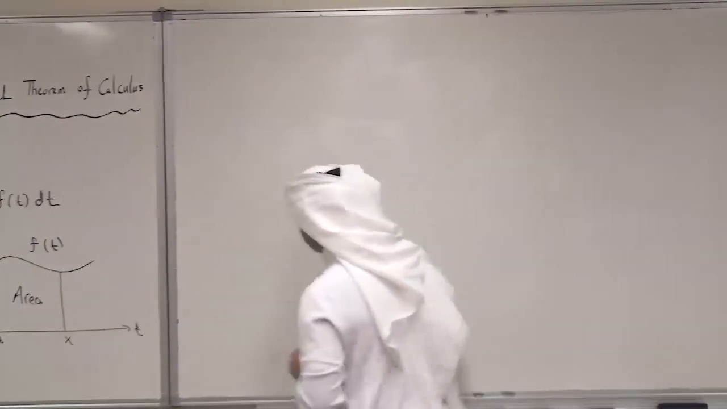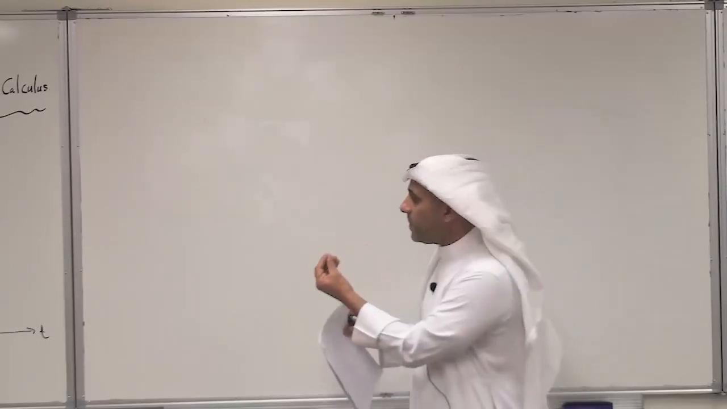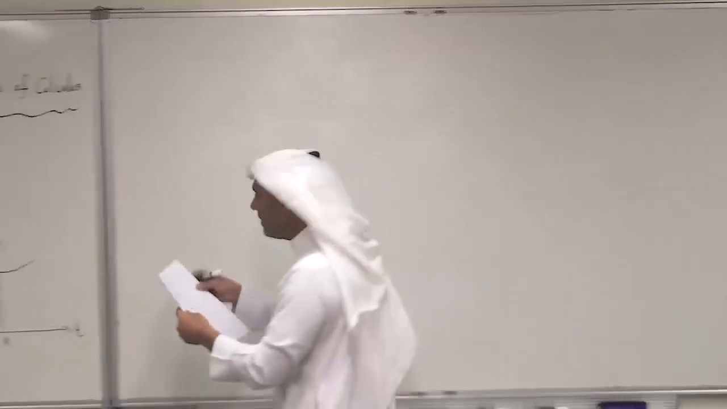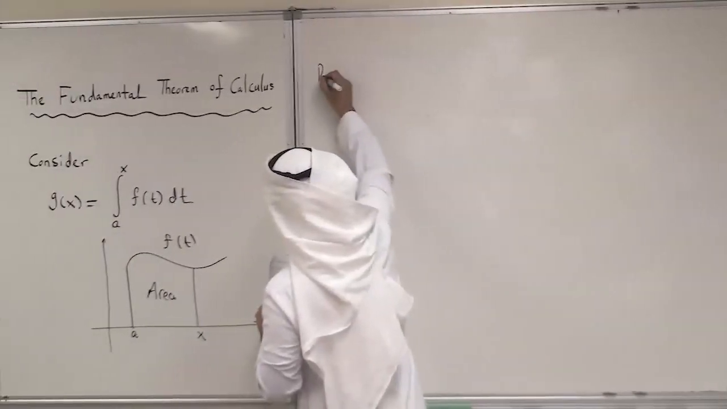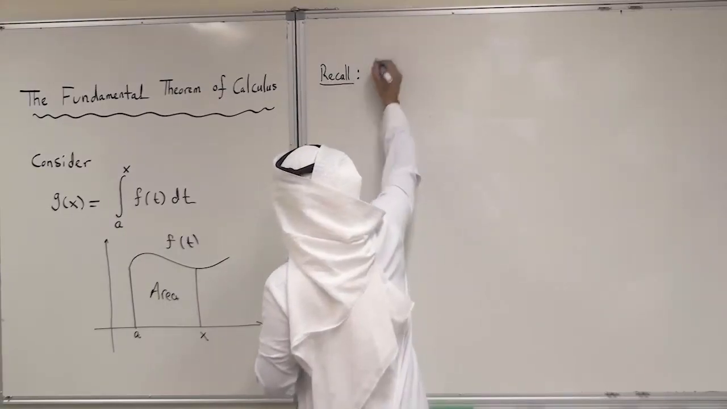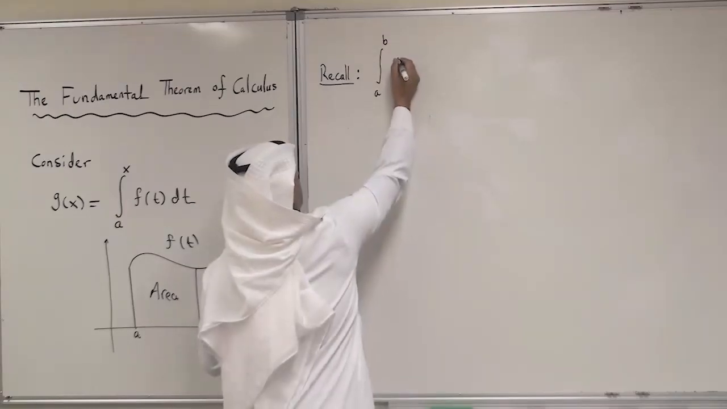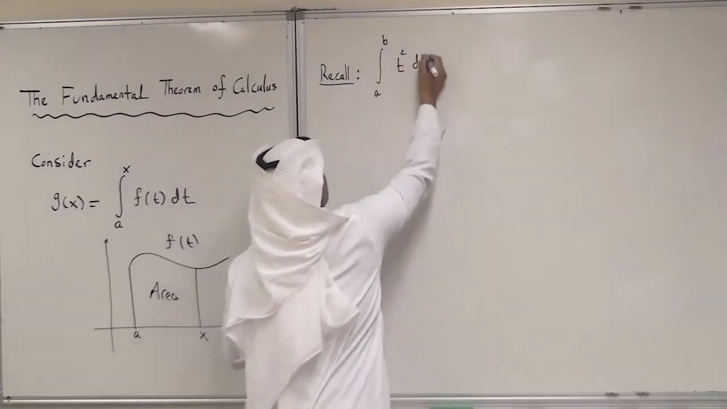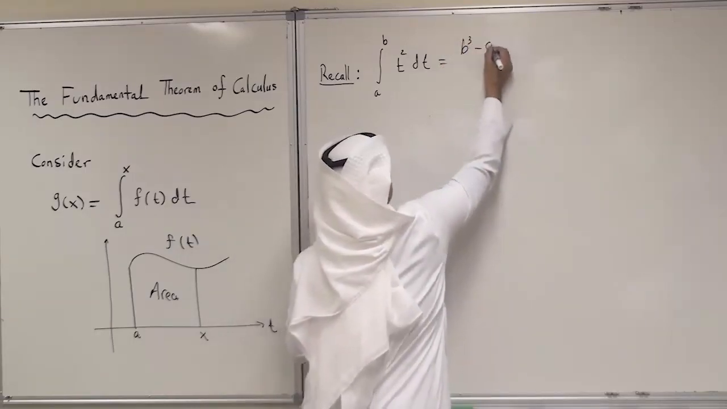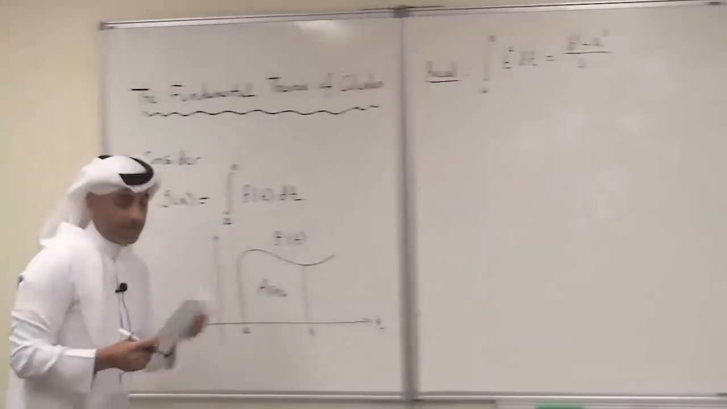Before I explain the fundamental theorem of calculus, I will do a small exercise that will explain the idea. I will recall something we did from the definition of the integral. We have done the integral from a to b of t squared dt. This is equal to b cubed minus a cubed over 3. That can be shown by the definition of the integral.